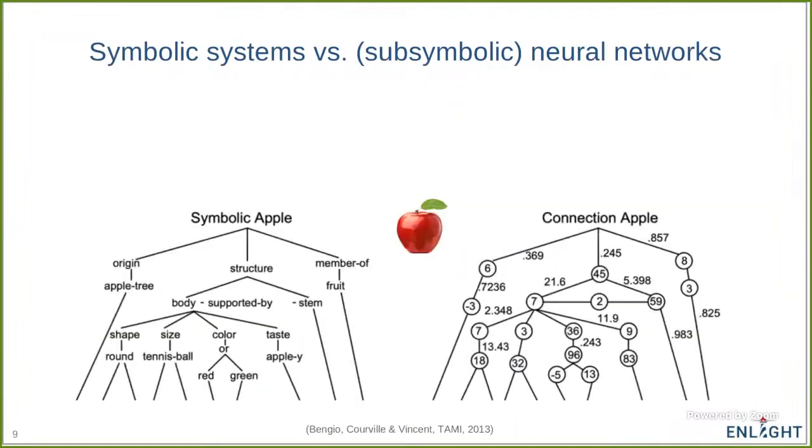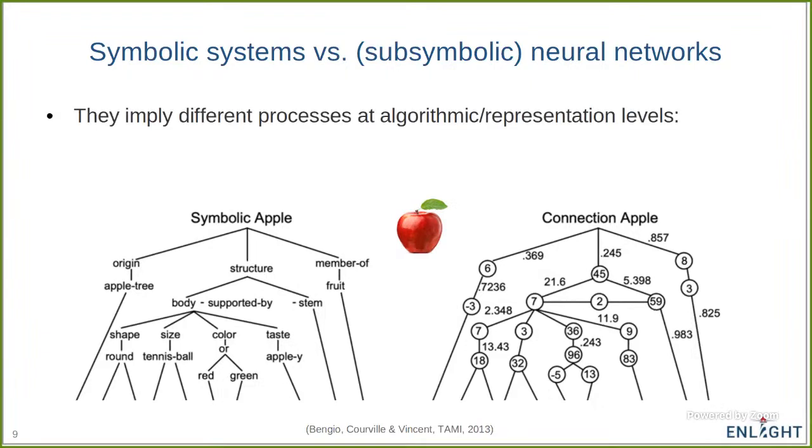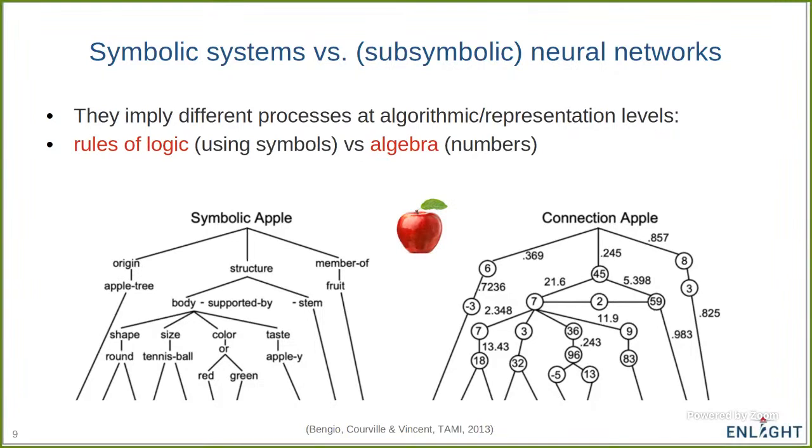When we compare the two dominating areas or frameworks, symbolic and connectionist, we can see how they both can explain and represent knowledge when, for instance, deciding whether an image is showing an apple. So we see that the symbolic system is very transparent and well understandable, as opposed to a connectionist system that's based on numbers, making it much less transparent. So they use different processes at the algorithmic level and different types of representations. Rules of logic on one hand, as opposed to algebra or numbers on the other hand.